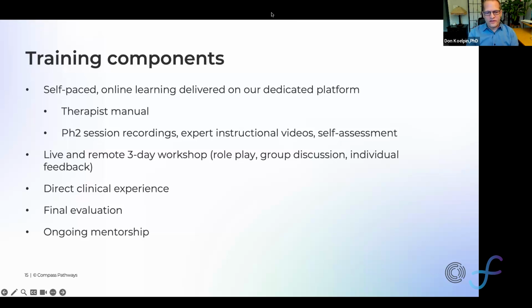There's obviously a direct clinical experience component. And then we also have a final assessment evaluation where each therapist meets individually with one of our mentors to do a role play review before they're signed off to go work independently in the research trials. And all the therapists working in our trials receive monthly ongoing mentorship from one of our experienced mentors and trainers.